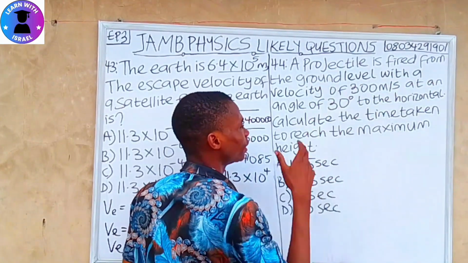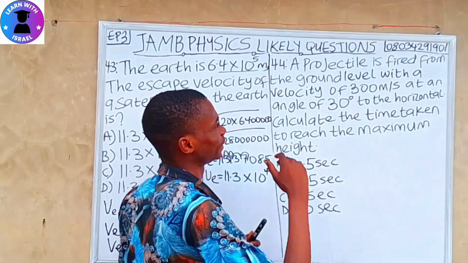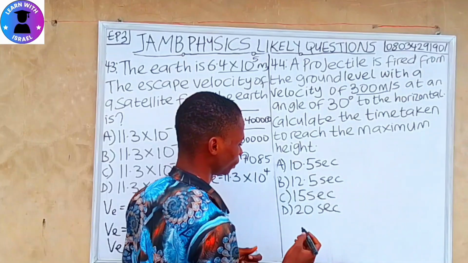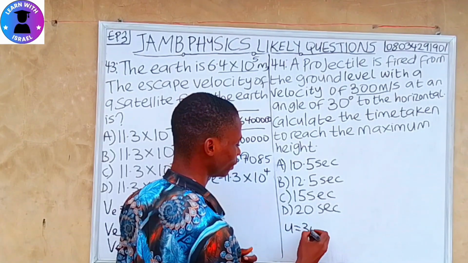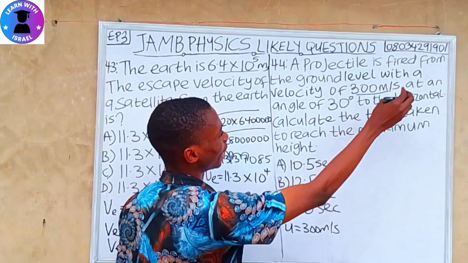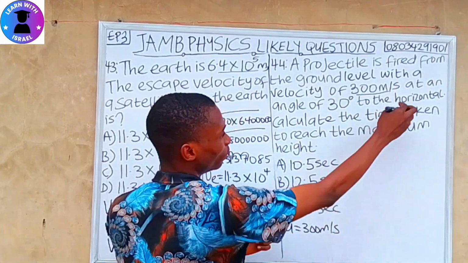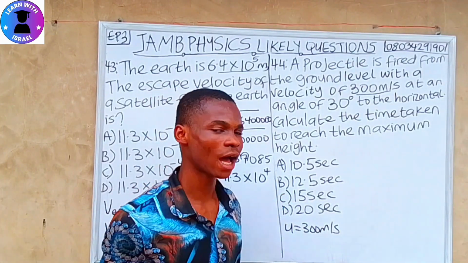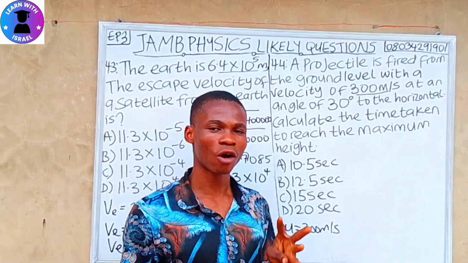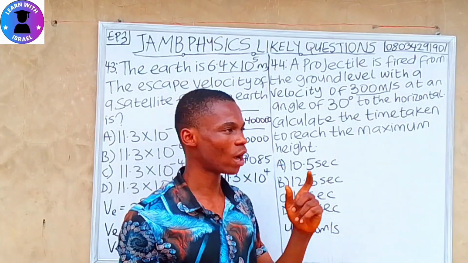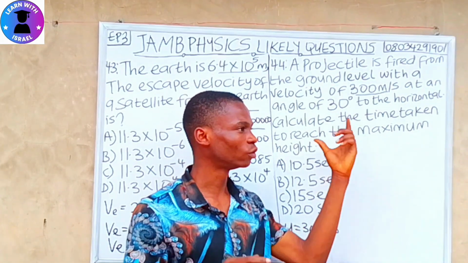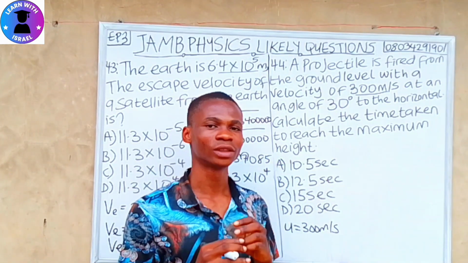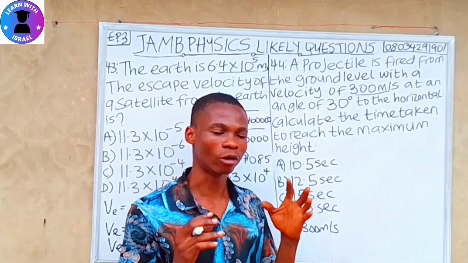It's from the ground level, so you can say it is at rest, with a velocity of 300 meter per second. So our u, which is the initial velocity, is 300 meter per second at an angle of 30 degrees to the horizontal. Calculate the time taken to reach the maximum height. We have 4 formulas to solve questions on projectile, but I'll be giving you one based on this question. If you really want more, I'll be dropping the video on projectile soon. So make sure you stay tuned and watch the video to understand more on projectile.